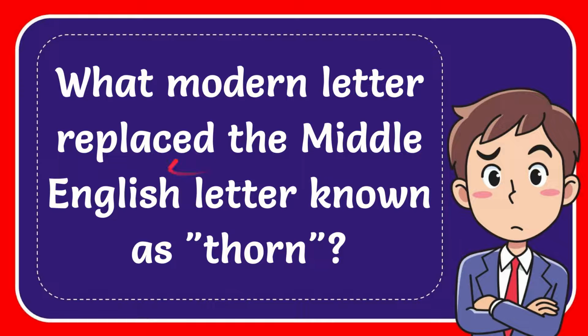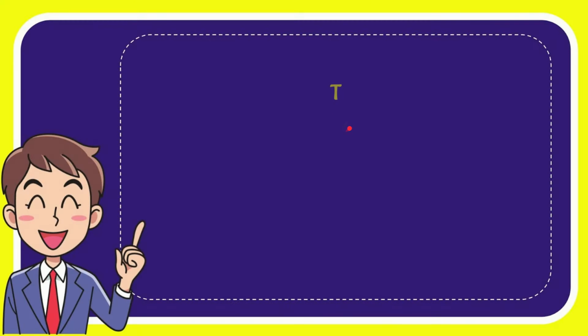In this video, I'm going to give you an answer for a question, and the question is what modern letter replaced the Middle English letter known as thorn? I will give you a list of the options. The first option is T, second option is Y, third option is W, and the very last option is X. So from these four options, which one is the correct answer for the question?